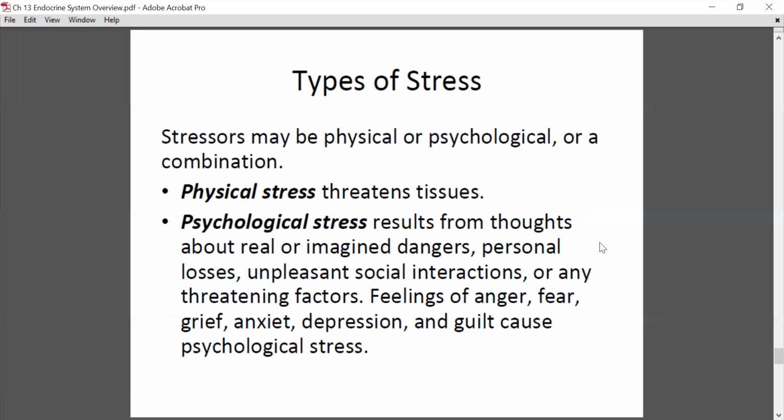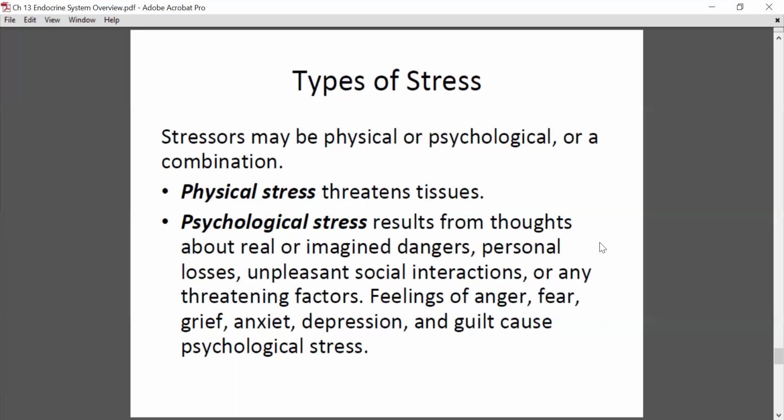So a physical stressor is something that actually threatens the tissues of your body. It actually threatens your actual body. Rottweiler getting out of the gate and running towards you. That is a physical stress because the Rottweiler threatens your actual physical body. You go into the woods, there's a bear, that bear sees you, it's ready to fight. That bear is a physical threat to your body tissues.